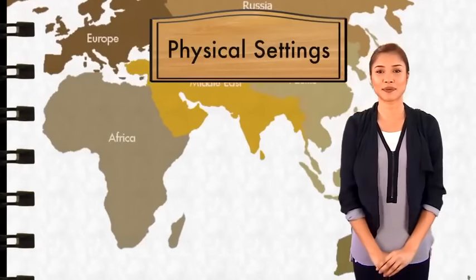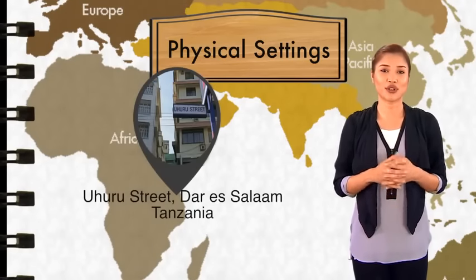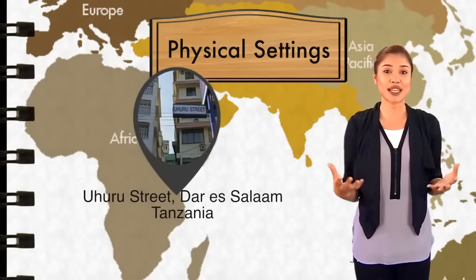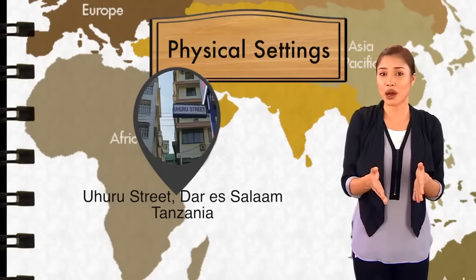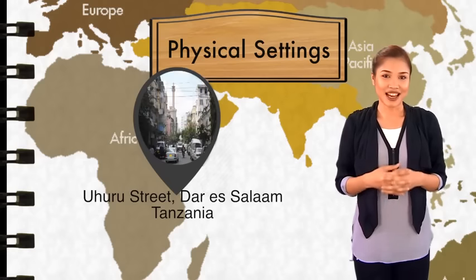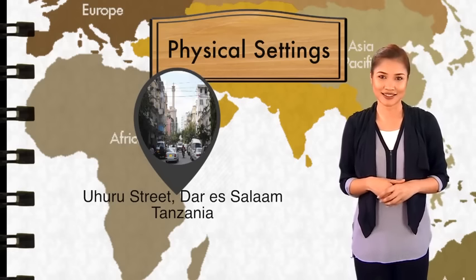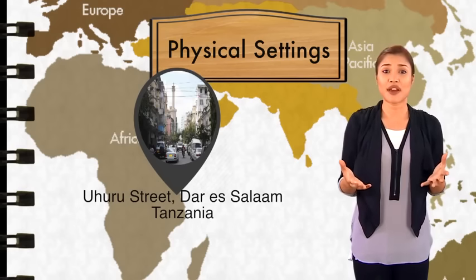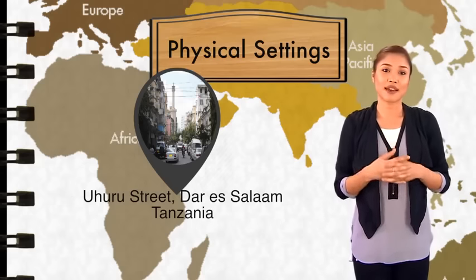Physical settings. The first physical setting in the short story is Uhuru Street. It was a noisy and busy part of the town. It was located in the central part of Dar es Salaam, the commercial capital of Tanzania in Africa. This was where Alu's family used to live. They also owned a shop there.